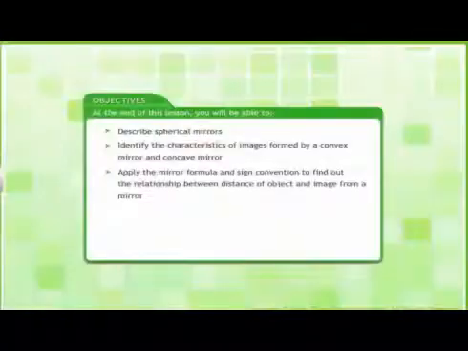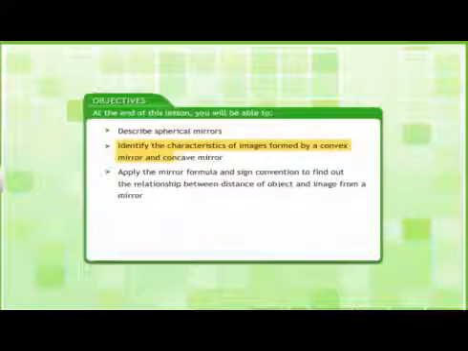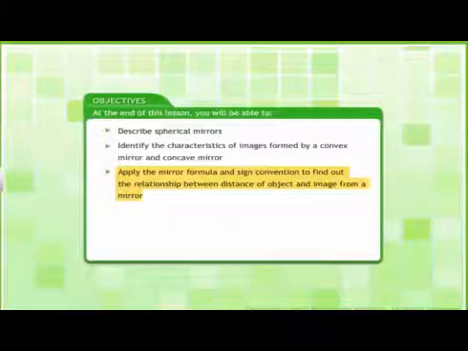At the end of this lesson, you will be able to describe spherical mirrors, identify the characteristics of images formed by a convex mirror and concave mirror, and apply the mirror formula and sign convention to find out the relationship between distance of object and image from a mirror.